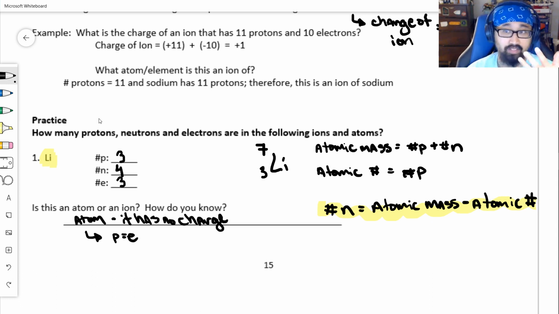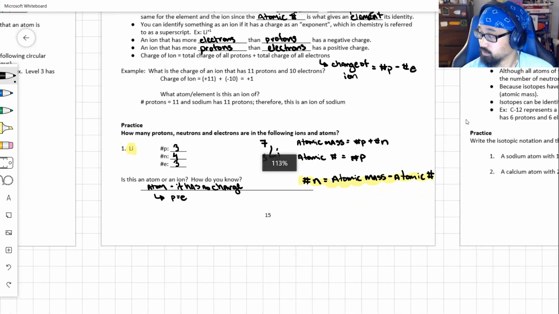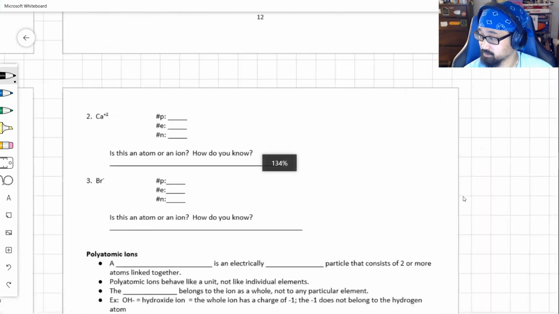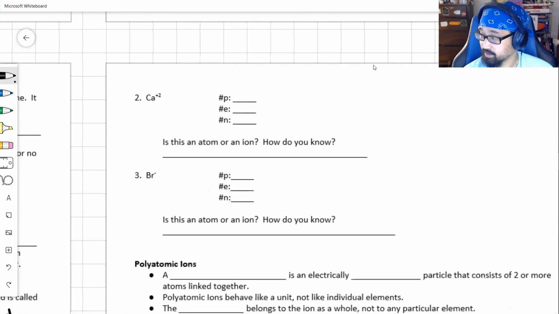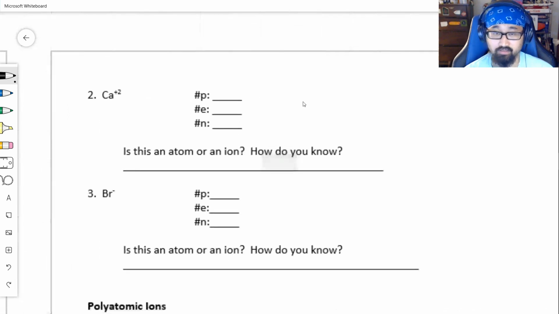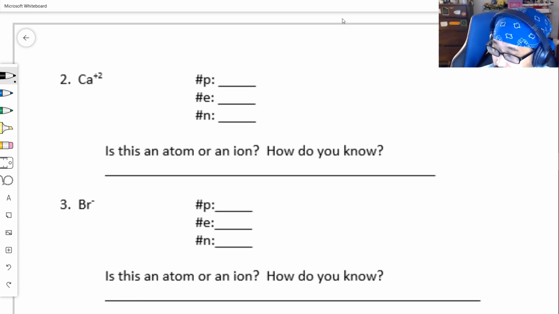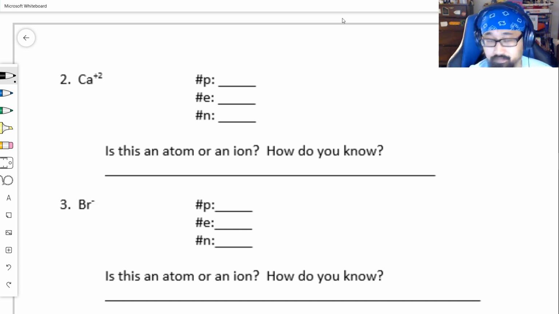Now, this was nice. It was an atom. There's nothing special. There's nothing weird about this. What I'd like to do is take a look at the top of page 16, and we have slightly different questions, slightly different symbols. Important thing to notice here is that we have charges, right? So let's deal with the first one.